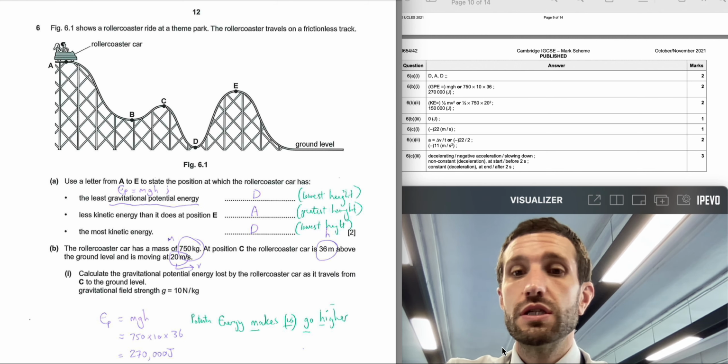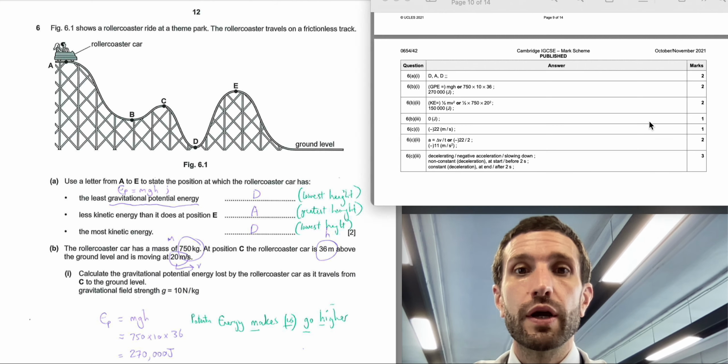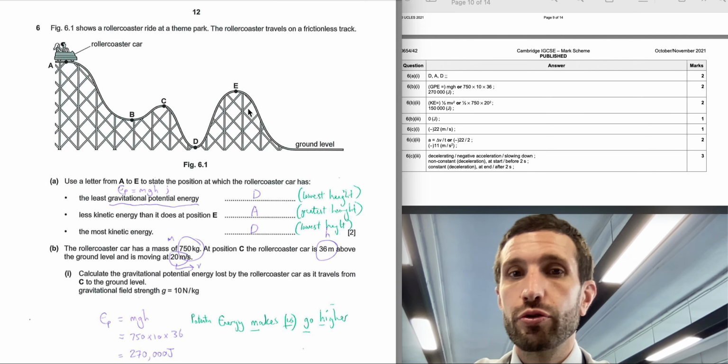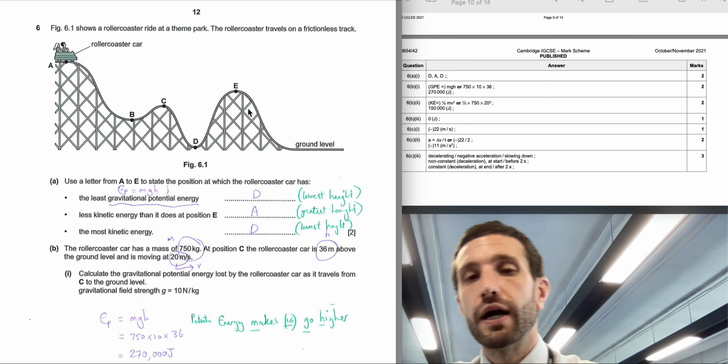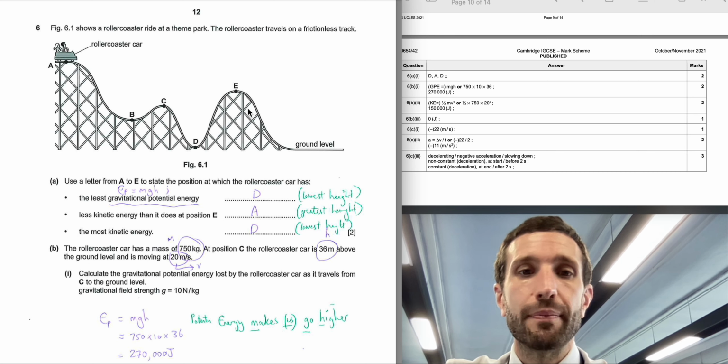We're looking at question 6, a physics question. As soon as you see a roller coaster, you know it's a physics question, right? Okay, we are going to talk through the model answer, we're going to talk through my mark scheme, and if you've got any questions, comment below the video, I'm more than happy to help.